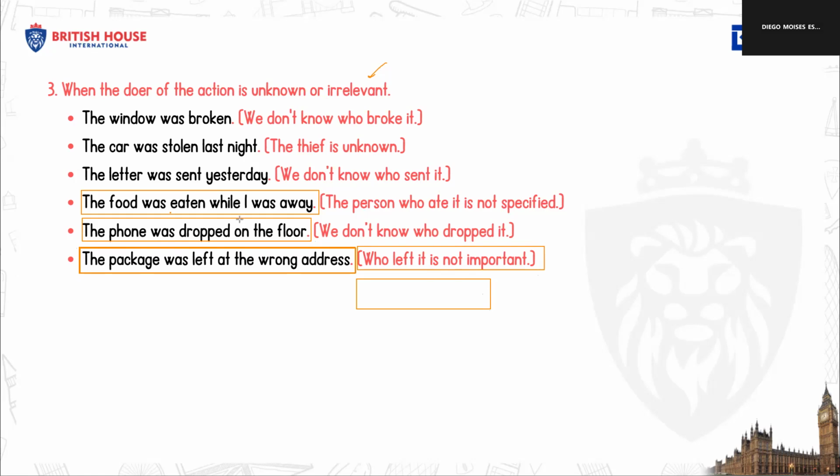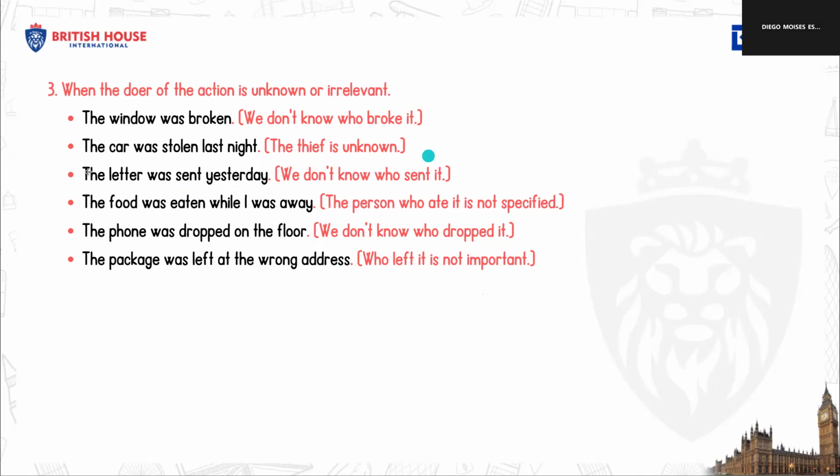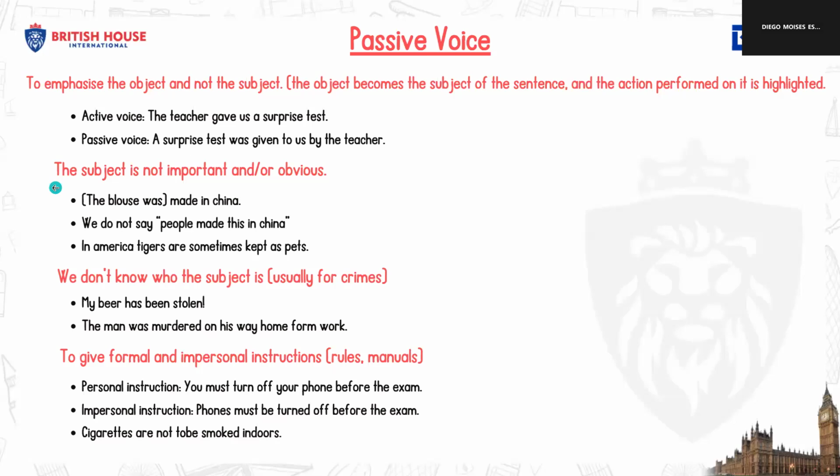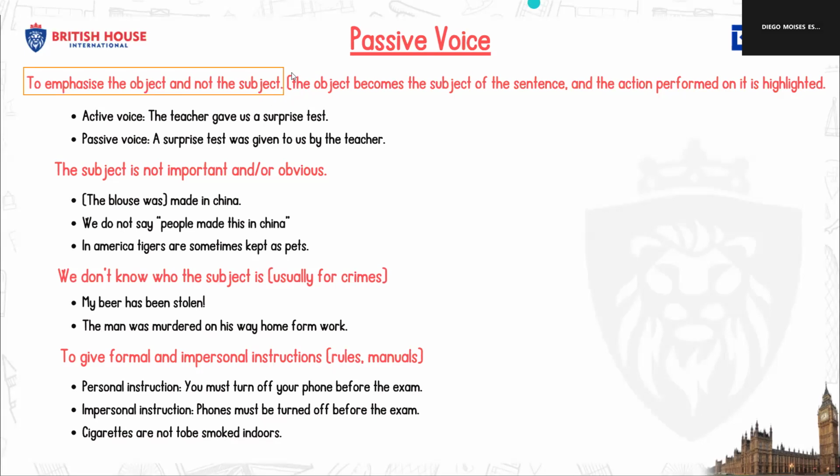All right, guys. So that's it. I hope you are understanding this because it's not difficult. Some examples clarify everything. Now, what happened here? Well, here is the same as what we saw yesterday. To emphasize the object and not the subject, this means that the object becomes the subject of the sentence. Your previous object is now the subject of the sentence, and the action performed on it is highlighted. So we are focusing on the action.